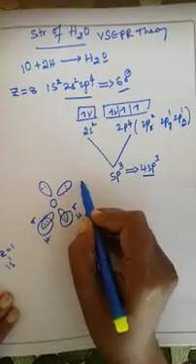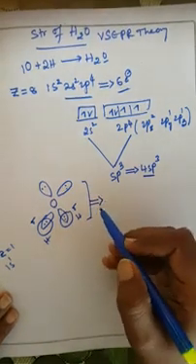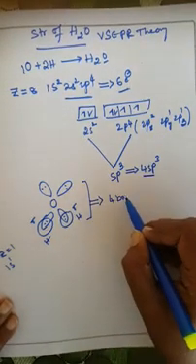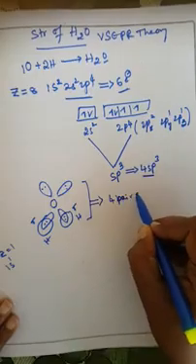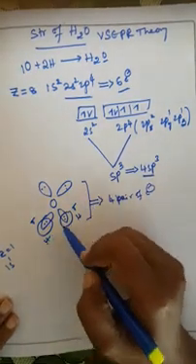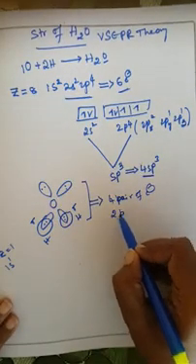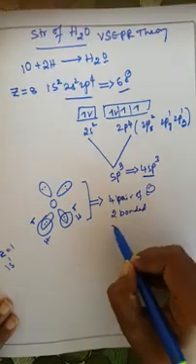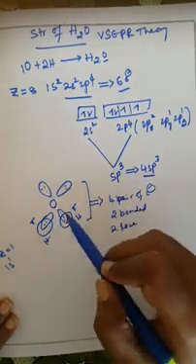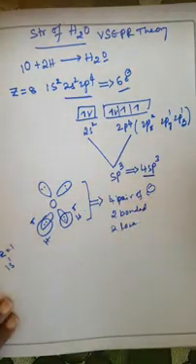In this structure of the water molecule, there are 4 pairs of electrons. In that, 2 are bonded pairs and 2 are lone pairs. Out of the 4 pairs of electrons, 2 are the bonded pairs of electrons and 2 are the lone pairs of electrons.